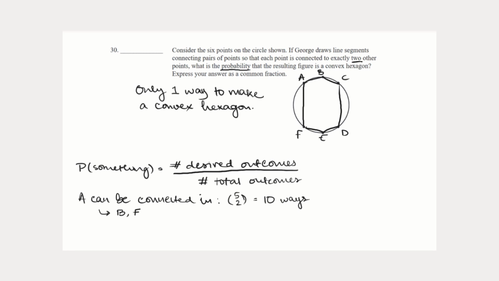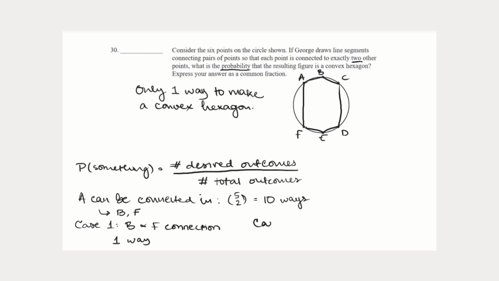Now, how could the rest of the connections be made? Well, you have one case where B and F get connected to each other. So B and F already have one connection. They're both connected to A. So now they just need one more connection per point. So if B and F get connected, then C, E, D must be connected to each other too, right? Because otherwise you won't be able to satisfy that each point is connected to exactly 2 other points, and C, E, and D cannot be connected to A, B, or F because they're already taken twice. There's one way of doing that.